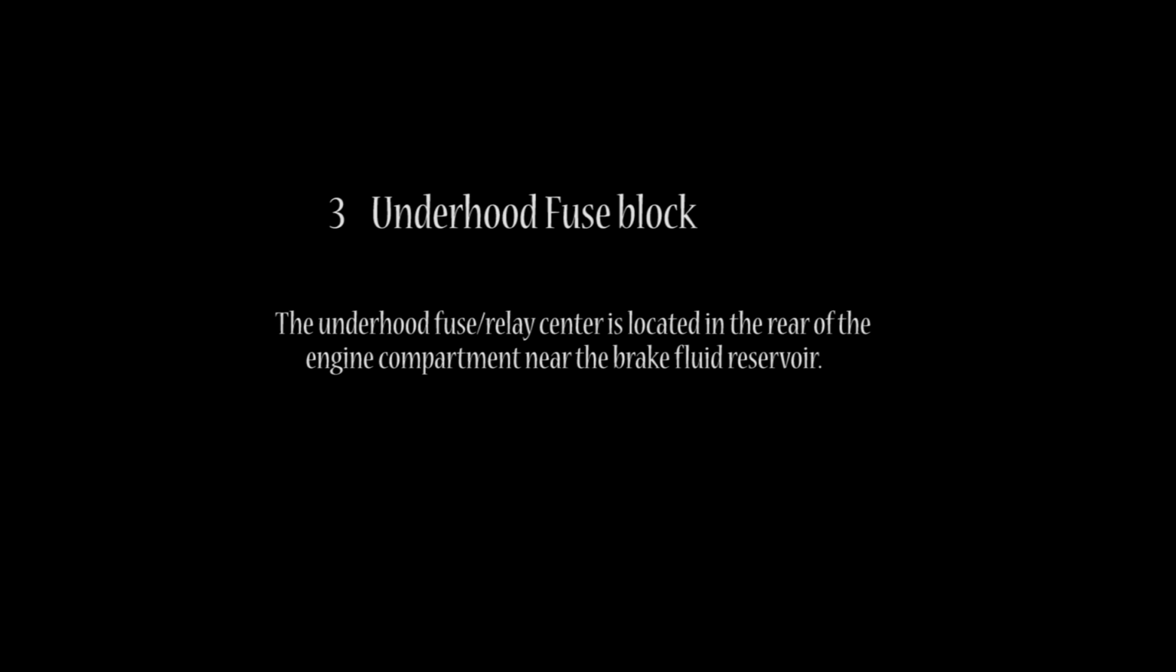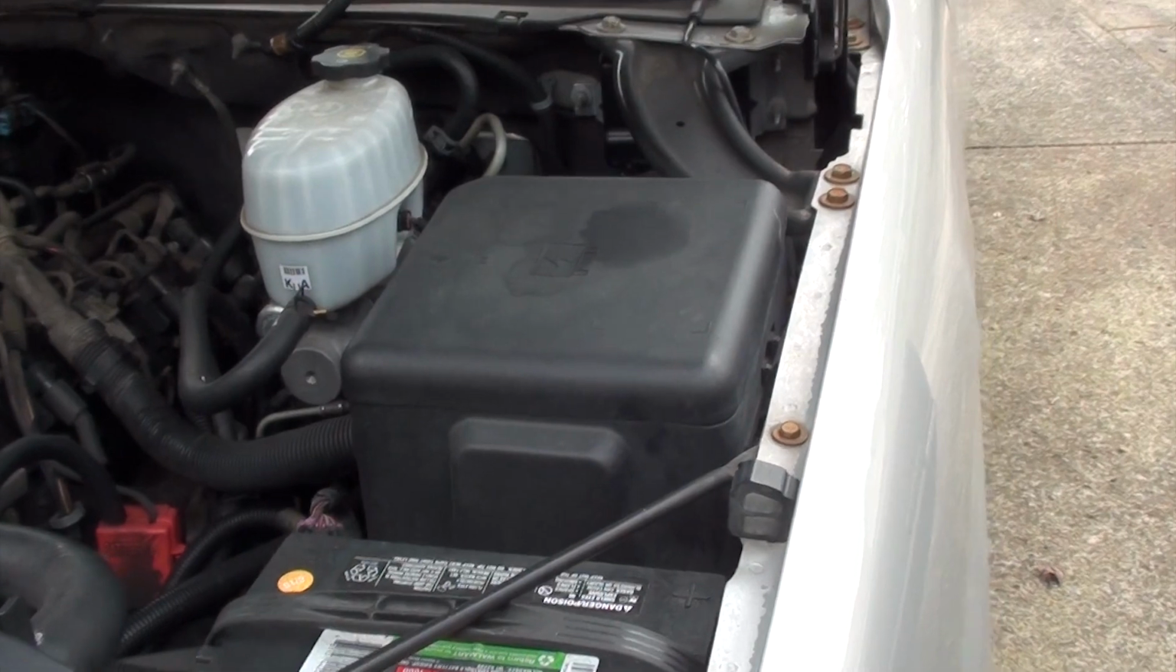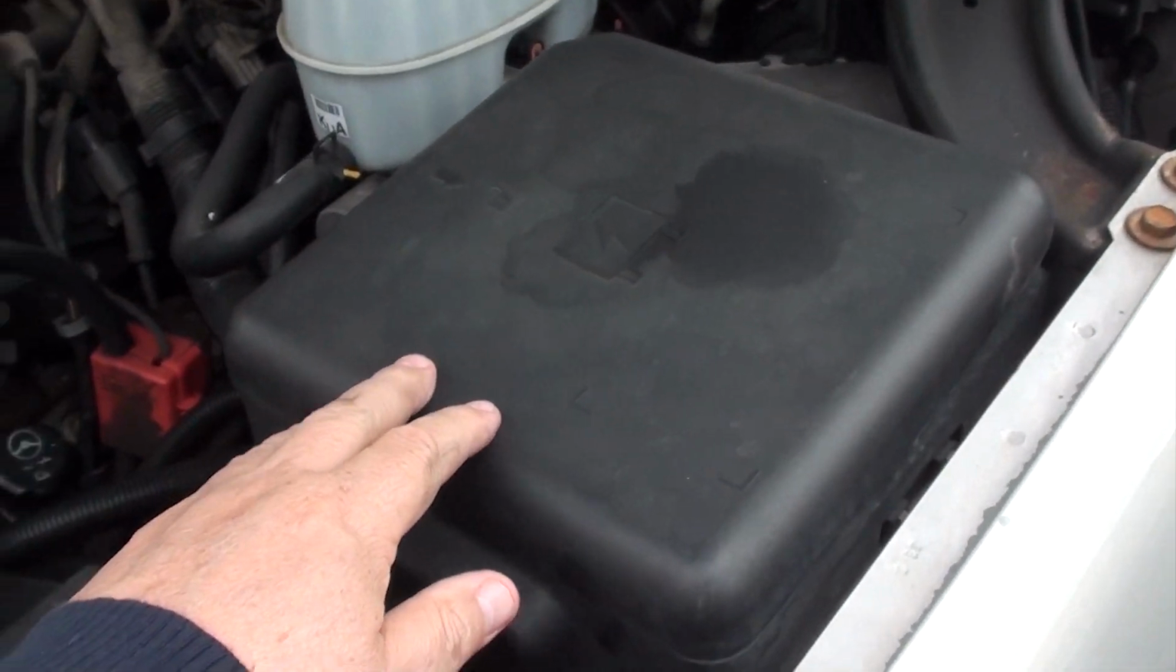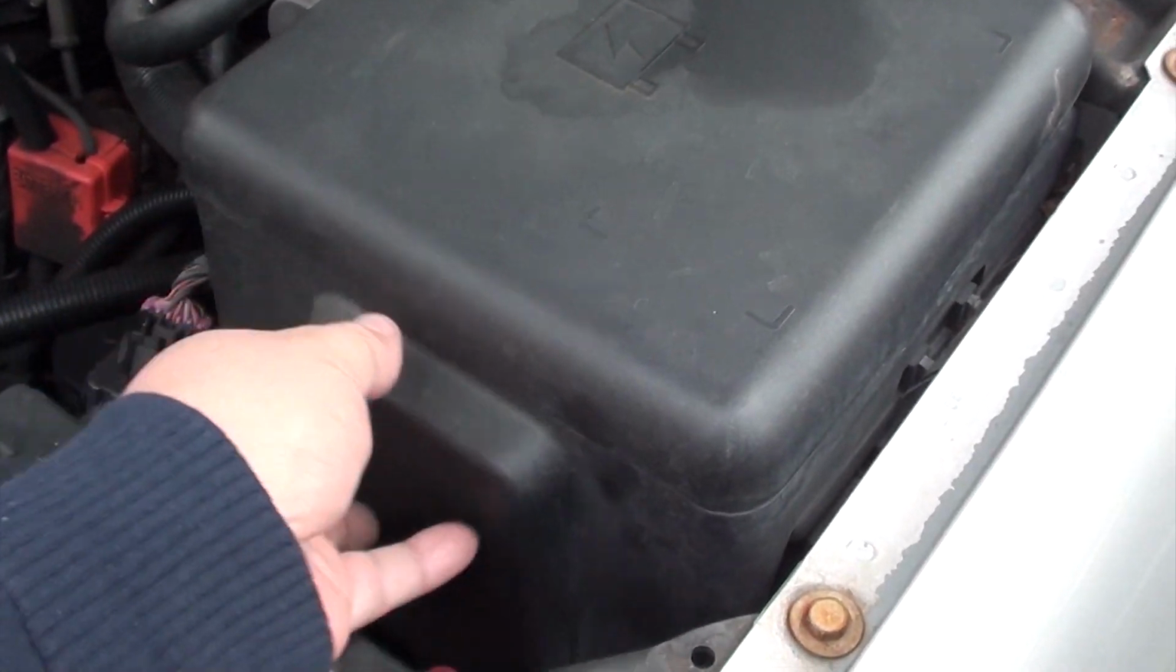Number 3, underhood fuse block. The underhood fuse block relay center is located in the rear of the engine compartment near the brake fluid reservoir. This fuse block also has a cover that can be easily unsnapped, as shown.